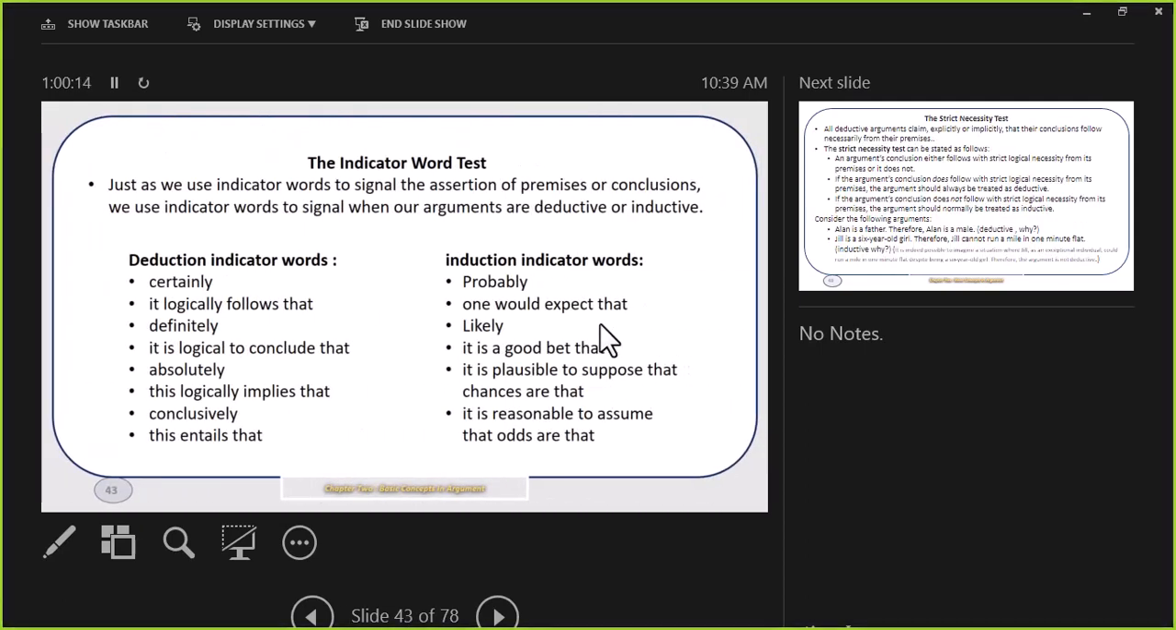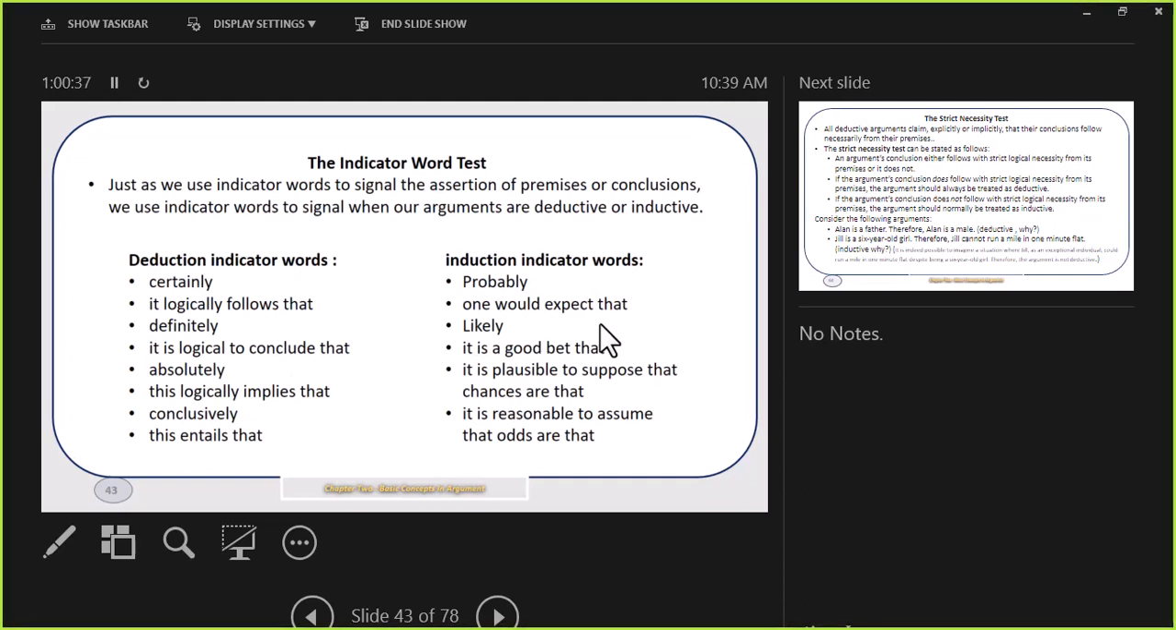Indicator words such as certainly, it logically follows that, definitely, to conclude that, absolutely, this logically implies that, conclusively, this entails that, are deductive indicators, whereas inductive indicators are probably, one would expect that, likely, it's a good bet that, it's plausible, it's reasonable to assume that. Outside of these, they are all inductive indicators, right? But they're not an absolute guarantee.